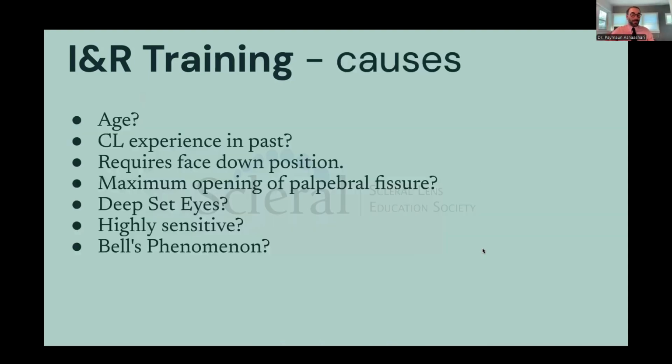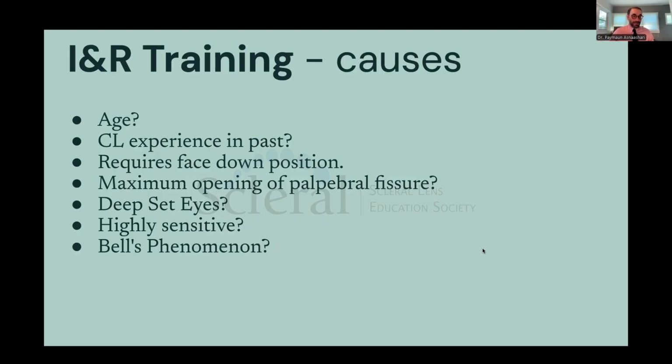So here are some main causes that I've found, at least with INR training. Number one is age. I'm not sure why, but my clinic tends to attract a lot of presbyopes that are new to contacts for scleral lens fitting. So I get a lot of people that don't have good near vision when they're entering, and you're working at such a close working distance. So age tends to be a big factor, I think, when it comes to INR training.